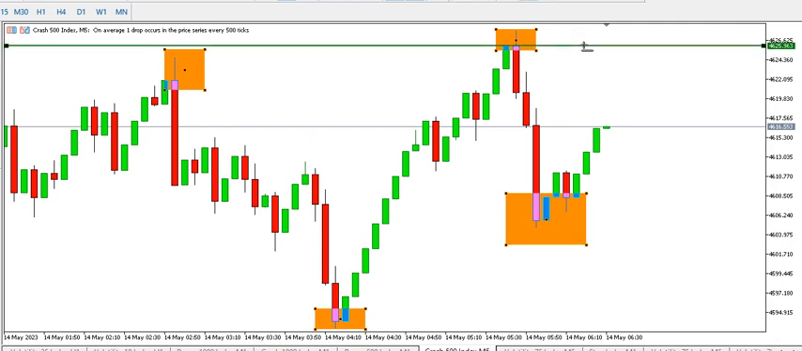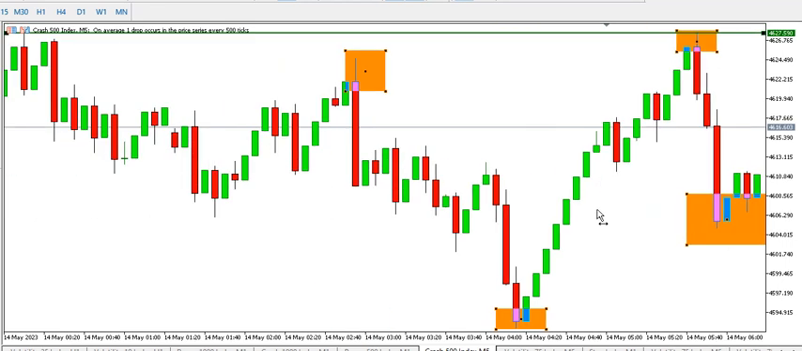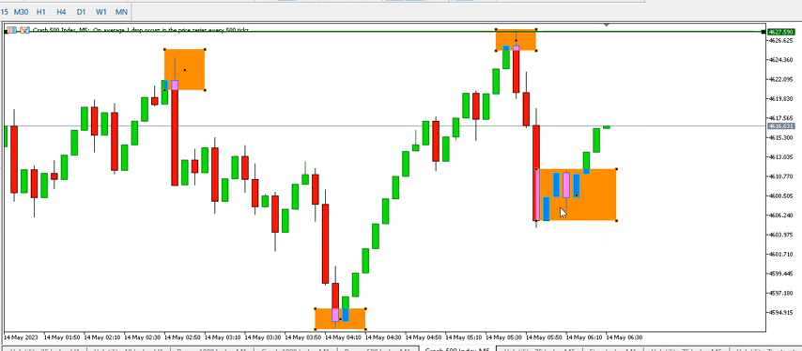So we might not enter the buy position until price breaks this particular structure, or we could just ride with the current buyers and ride this current buying momentum to the point at the top. So that's for the 5 minutes time frame.